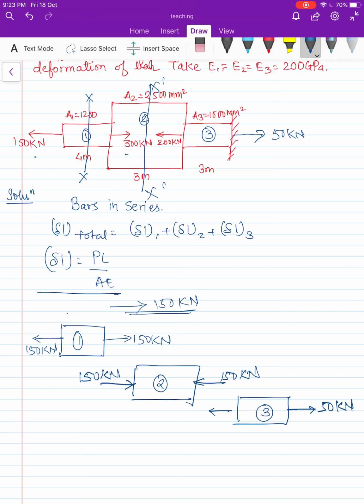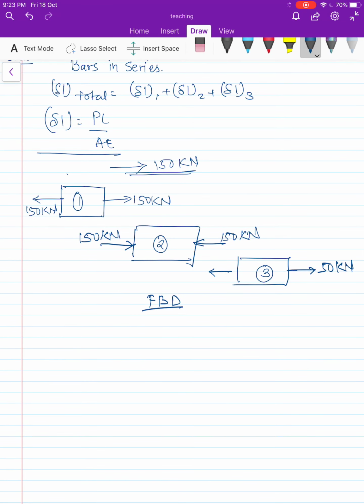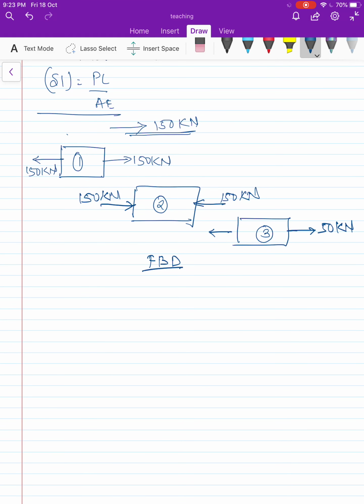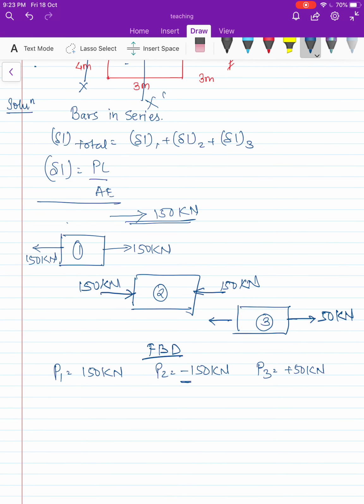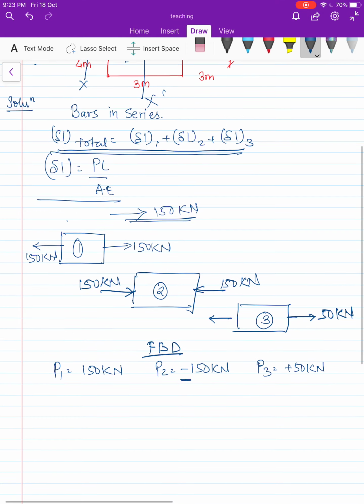Now, as soon as we have drawn this free body diagram with the help of the section method, we will get to know the force on the first bar is 150 kilonewton. Force on the second bar will be 150 kilonewton compressive, that's why this minus sign is there. Force on the third bar will be equal to positive 50 kilonewton. Now, as discussed in the previous lecture, the total deformation will be equal to deformation in the first bar plus deformation in the second bar plus deformation in the third bar.